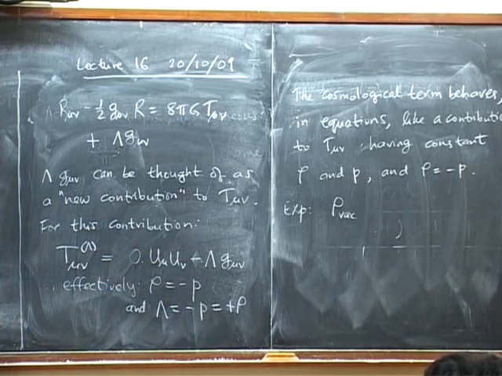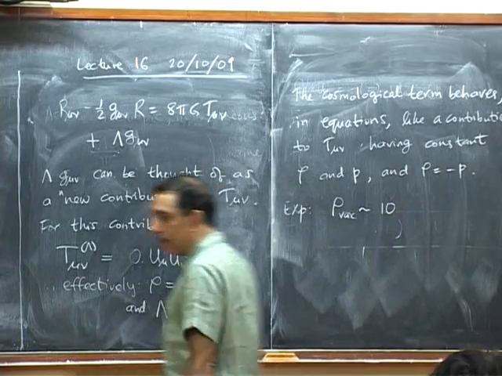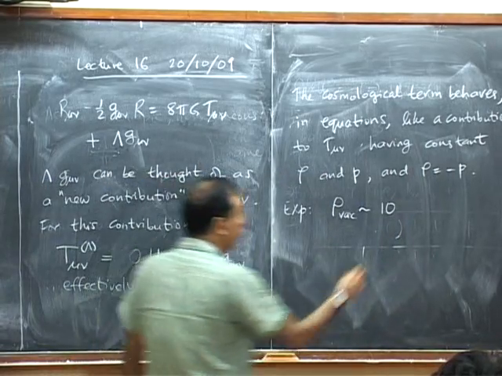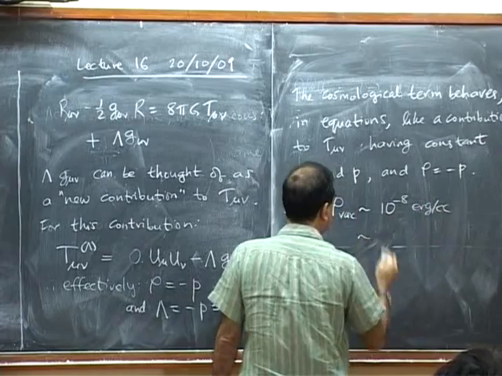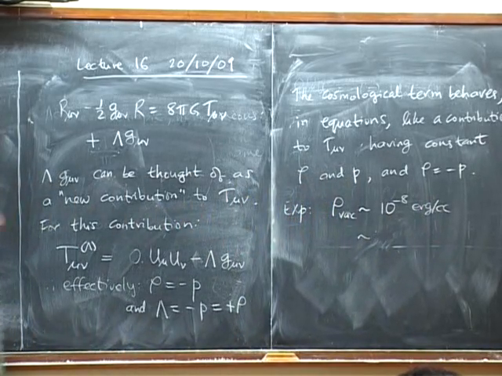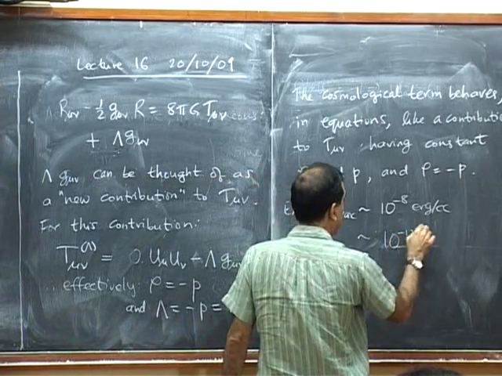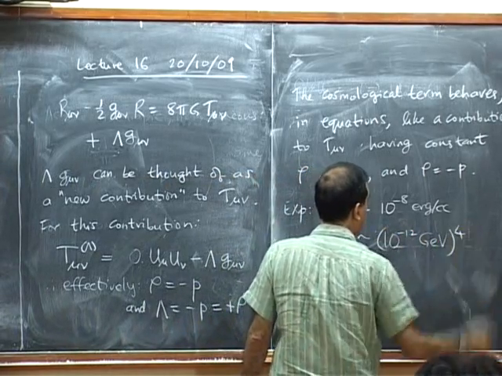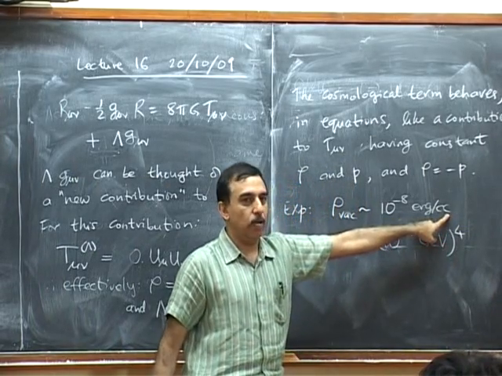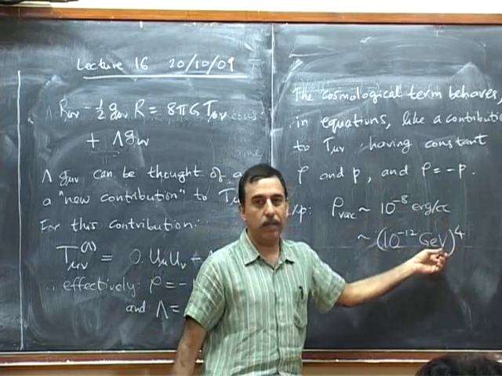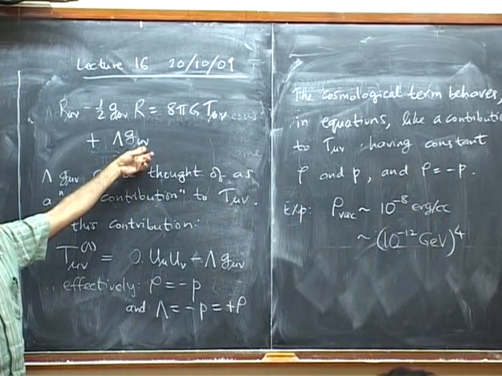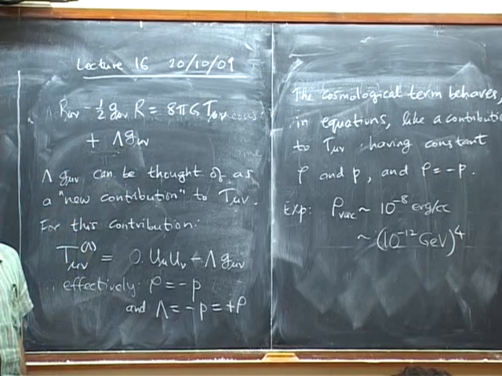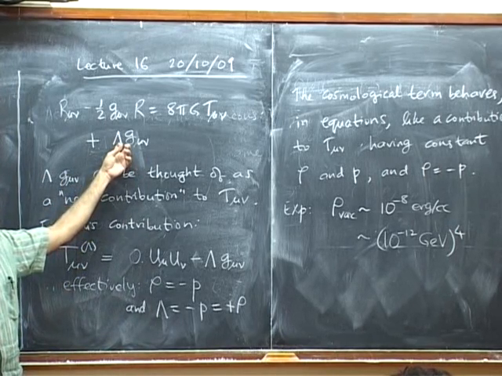And experimentally, it's determined to be, in energy units, a density of 10 to the minus 8, I think, ergs per cc. And this can also be written in energy units, where it's a little more striking. It's 10 to the minus 12 GeV to the fourth. You can convert the three length dimensions in the denominator to energy units in the numerator, so you get 4 powers of energy. Okay, it's also obvious from the fact that lambda multiplies integral d4x. Integral d4x has 4 units of length. So to cancel it, it must have 4 units of energy, 4 powers of energy.